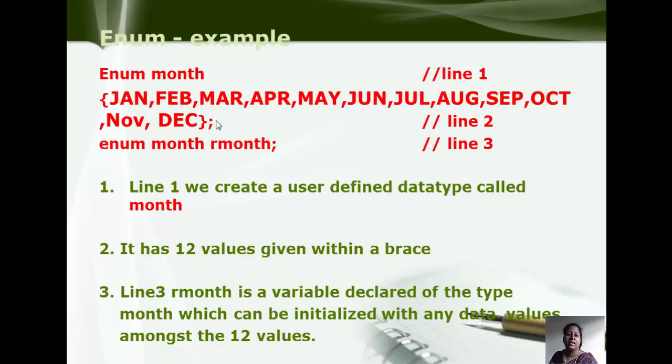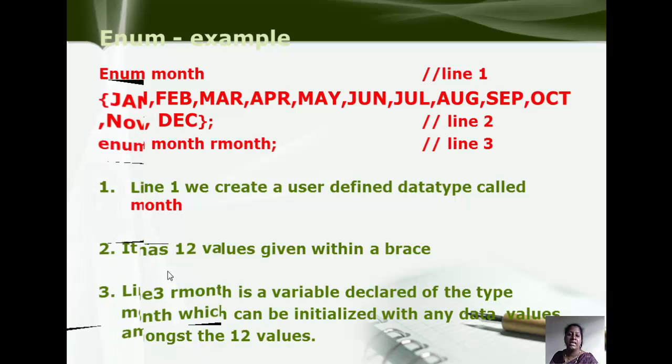And in the third line you are declaring an enum variable list, our month. So now enum is a keyword and month is the name of the new enumerated data type, and our month is the variable that you are creating for an enumerated data type.